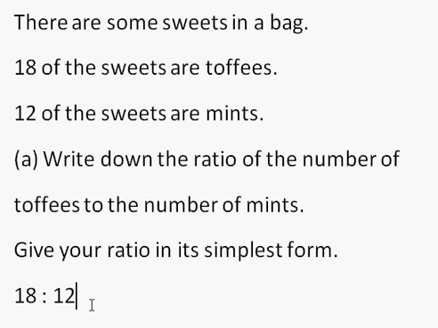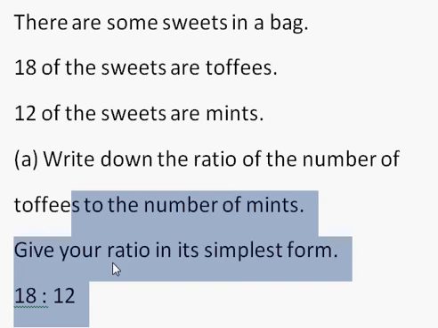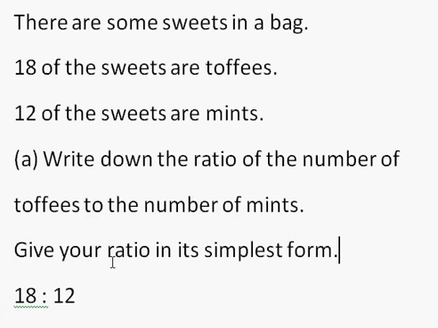So that's the ratio of toffees to mints, which is what it asks for, but then it says give your ratio in its simplest form. So this is probably worth 1 mark as just rough working, and then you would get an additional mark for getting the final answer. So for 18 over 12 we can simplify this by halving both. That's a very easy way if you want to simplify things.